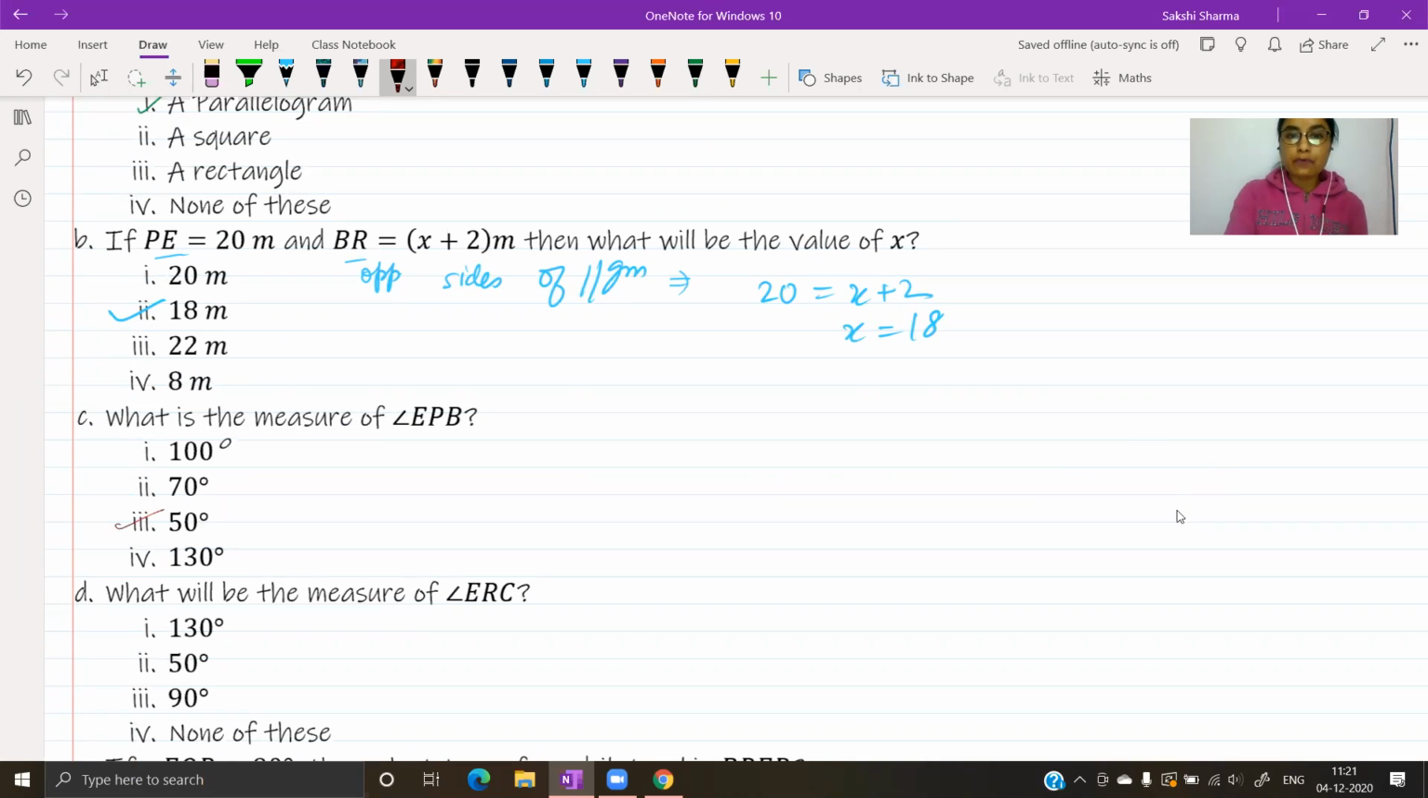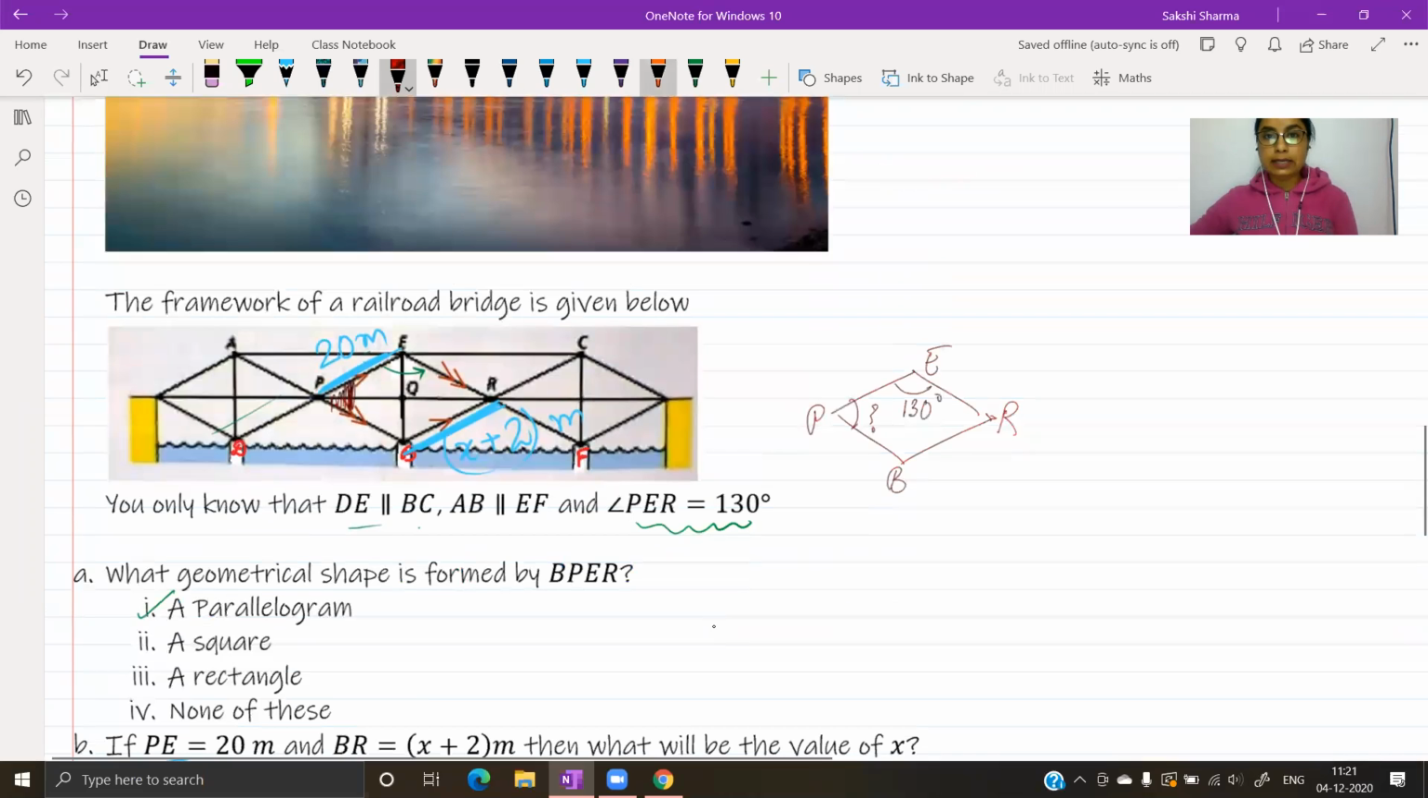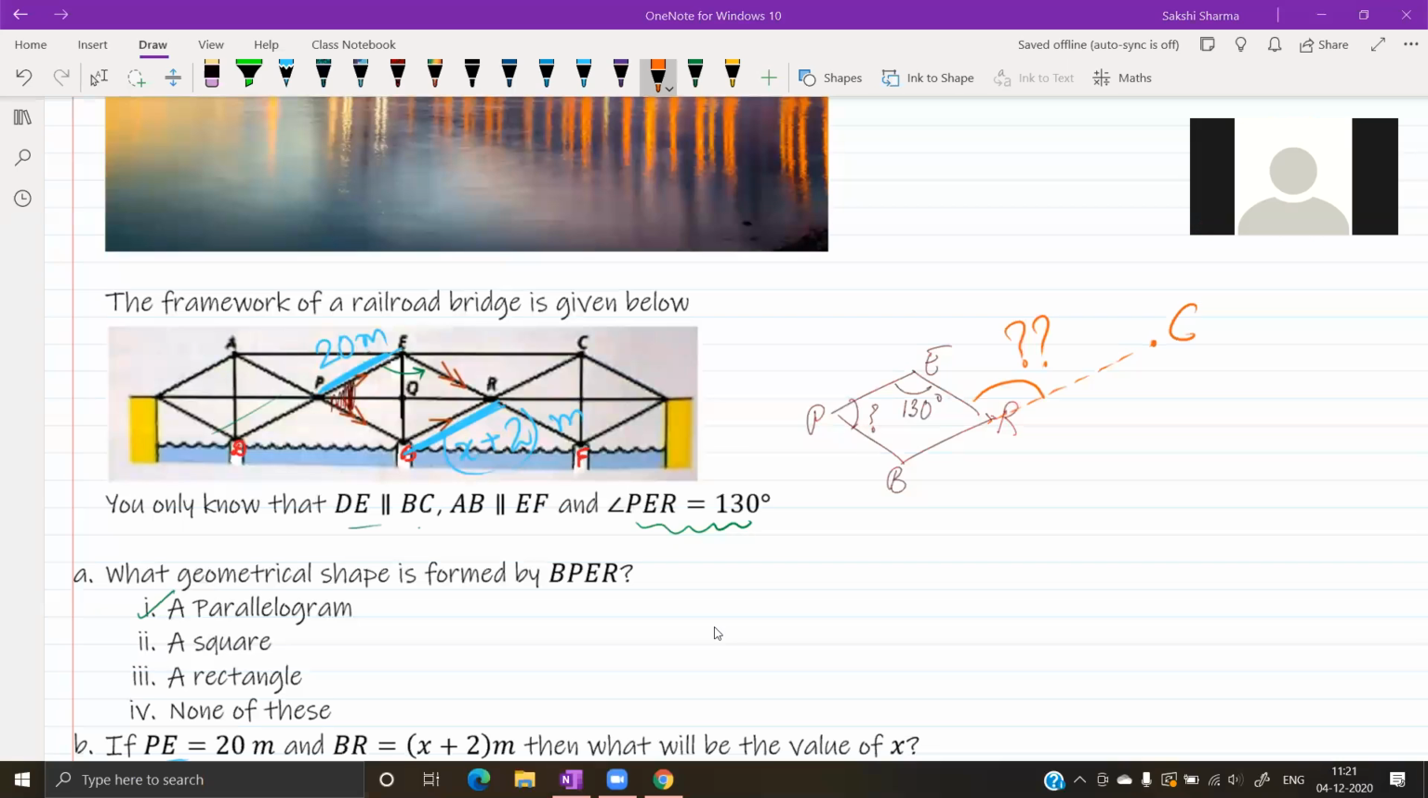And then what is the measure of angle ERC? Let's go back. ERC is right here. So if we extend this up to point C, you have to find out this angle. There are various ways to find this. You could also use the property of parallel lines. If you use the property of parallel lines, this is parallel to this. So the angle that is formed here will be equal to this one. These will be alternate interior angles.